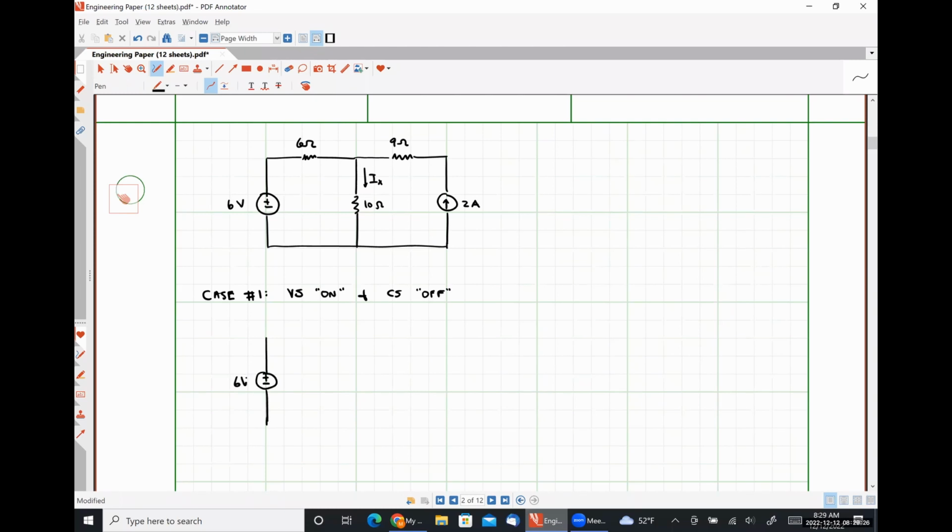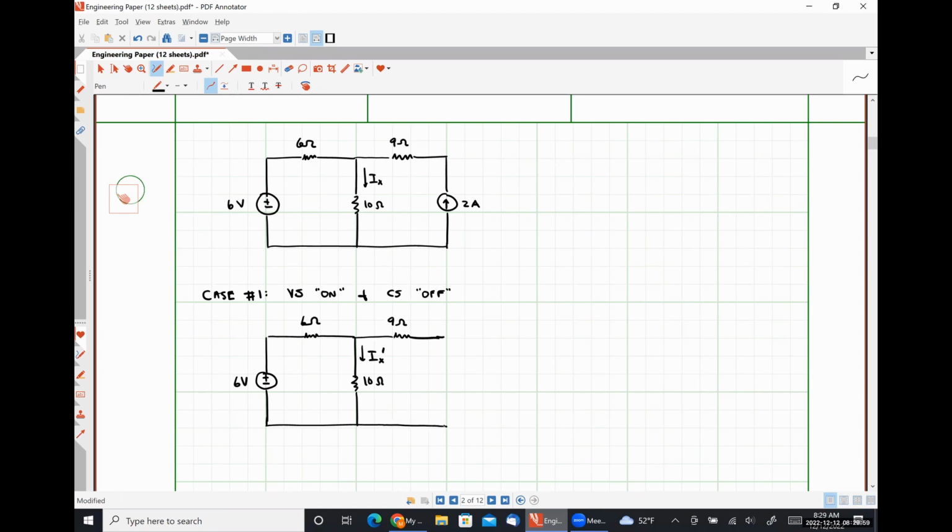we still have our 6-volt source. Here's our 6-ohm resistor. Here's our 10-ohm resistor. Here's our quantity Ix. I'm going to call this Ix prime because it isn't all of Ix. This is our first iteration for calculating it. Here is our 9-ohm resistor.